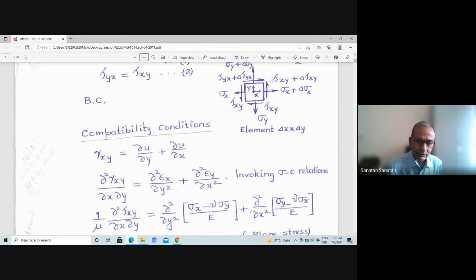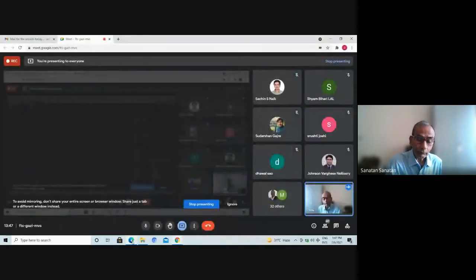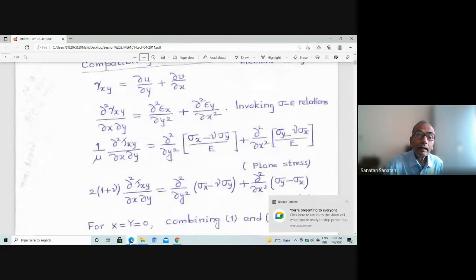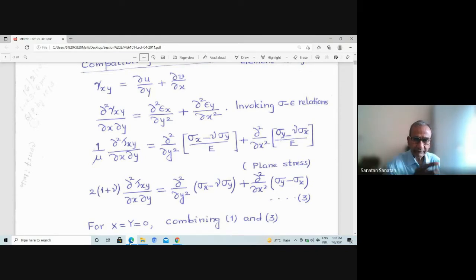Now we know that epsilon x, the normal strain, is nothing but delta u by delta x. Epsilon y is delta v by delta y, and shear strain gamma xy is equal to delta u by delta y plus delta v by delta x, so cross derivatives. Now if I differentiate the left hand side two times with respect to x and y, and similarly differentiate the right side two times with x and then y, the right side is going to give me an equation of that type.